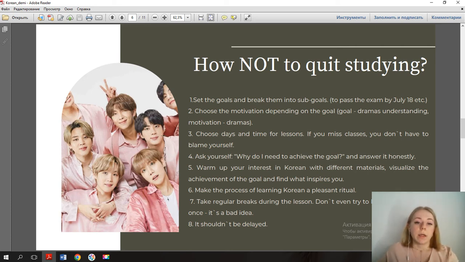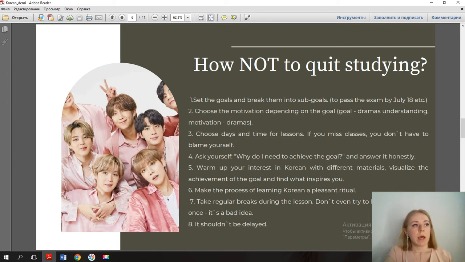Okay. The third one is choose days and time for lesson. You know it's really important. If you miss classes, you don't have to blame yourself. What does that mean also? If you don't choose days and time for lessons, you will skip the lessons or, in the end, you will quit studying. Believe me.